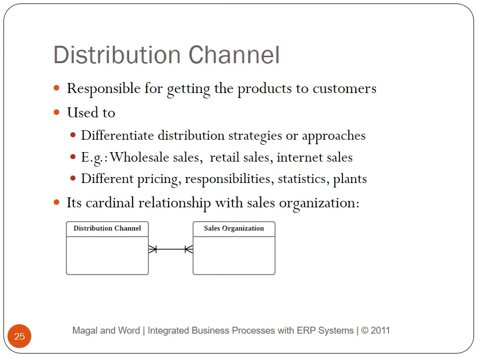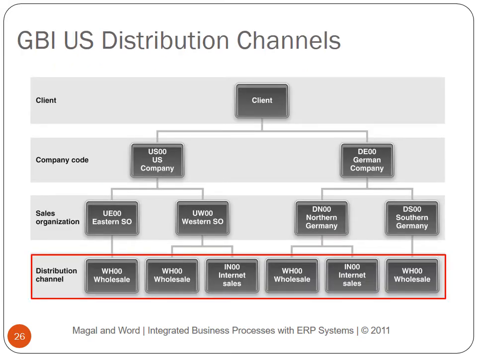A sales organization must have at least one distribution channel, although it can have more than one. In addition, a distribution channel can be assigned to multiple sales organizations. We can see here that GBI has wholesale and internet sales distribution channels for the various sales organizations.